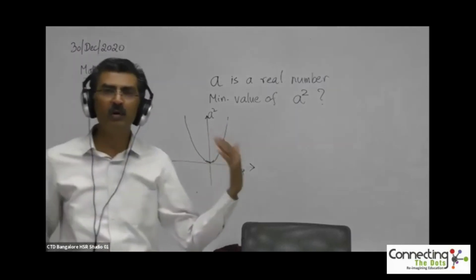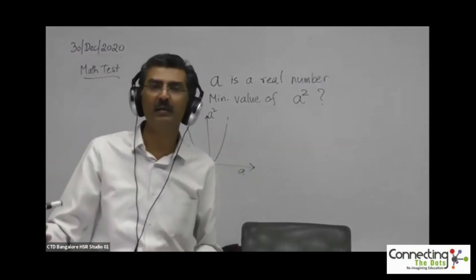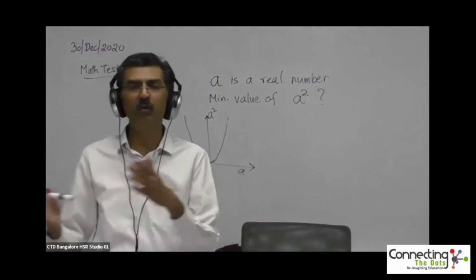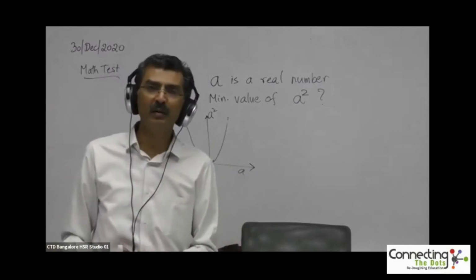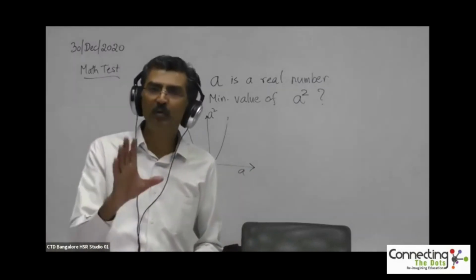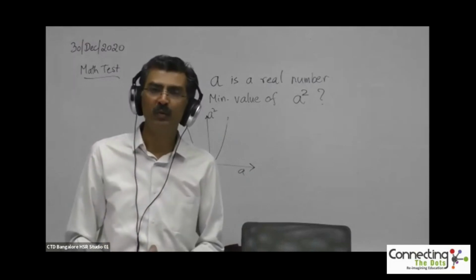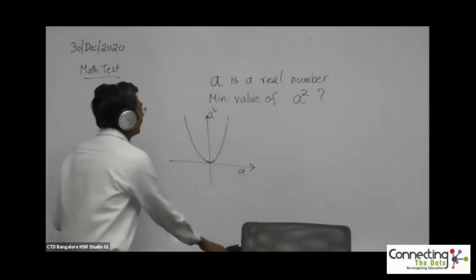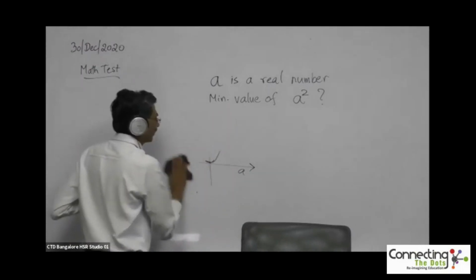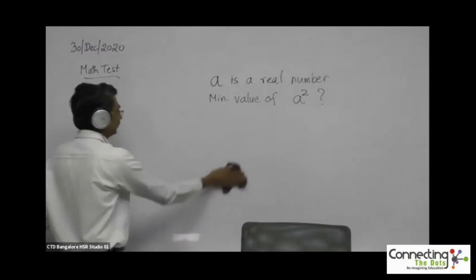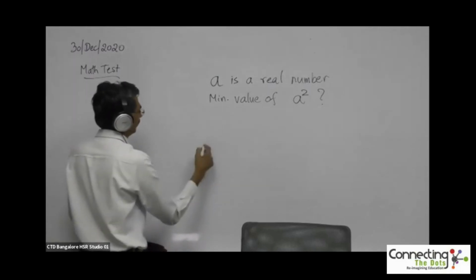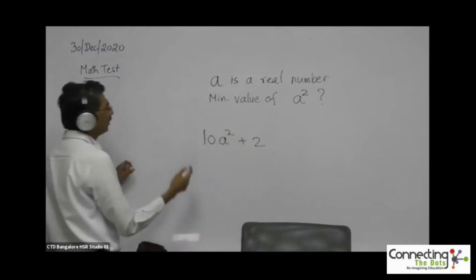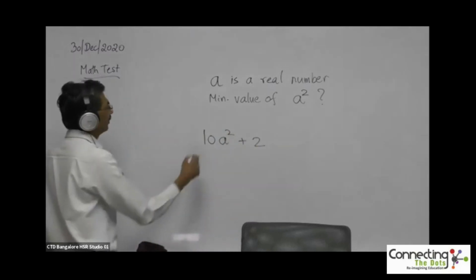And why did I talk about this? Because we are talking about sine square theta. So it doesn't matter whether sine theta is positive or negative. Sine square theta can only be positive. So the lowest value can be 0. Right? So that's the first thing. The second thing is, what is the lowest value of 10a square plus 2?